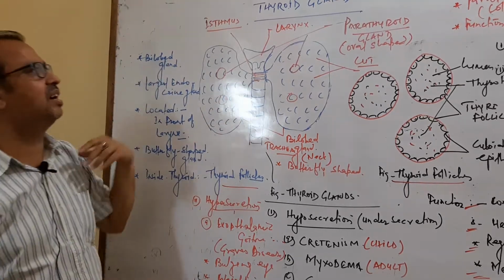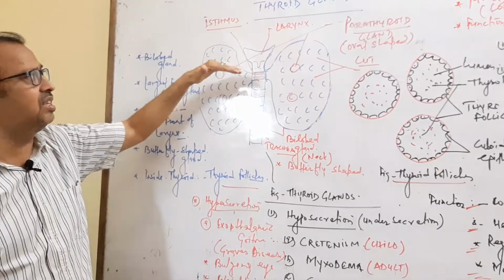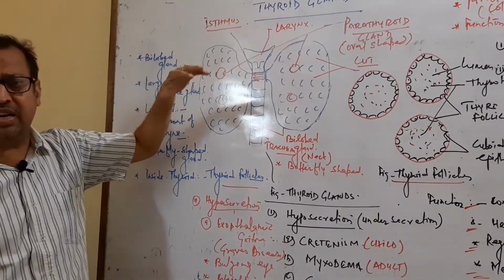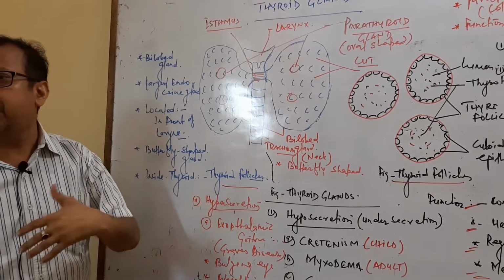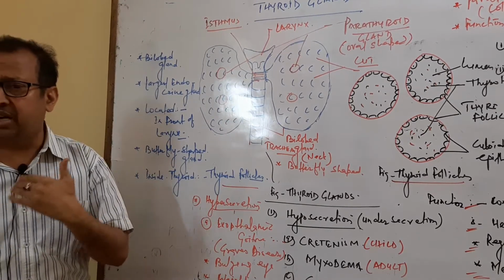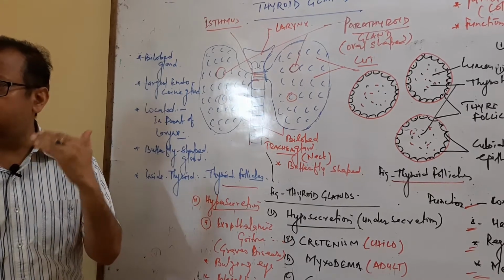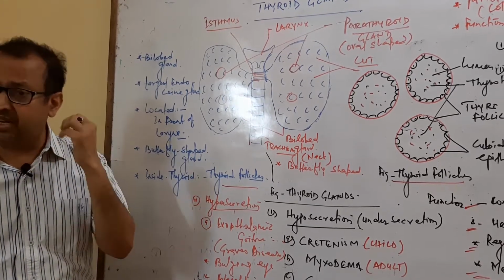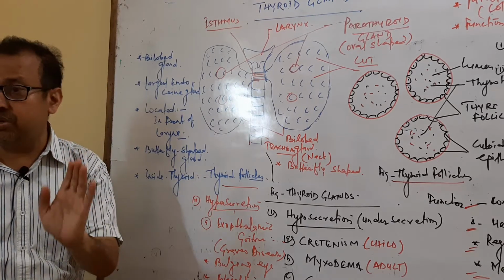Now we are going to start the thyroid gland. The thyroid gland is an endocrine gland. Endocrine glands are part of the endocrine system. We have a chemical control system called the endocrine system, and endocrine glands don't possess any ducts, and their secretion is poured directly into the blood.